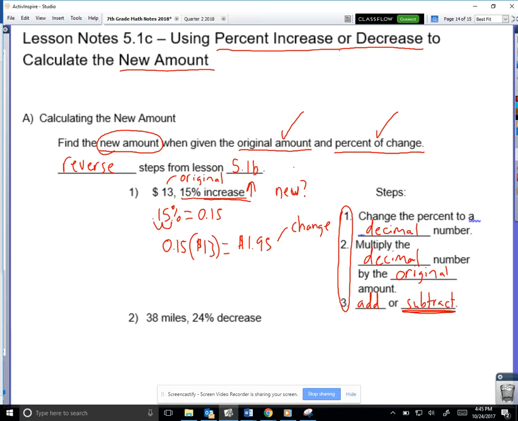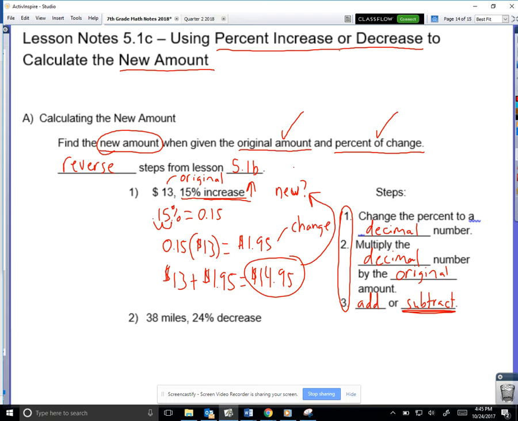So we're going to take the original amount, $13, and we need to add the change amount of $1.95 to find out what the new amount is, and that is going to be $14.95. Okay, this is our new amount. So if you have $13 and you do a 15% increase, you now have $14.95. That's what we're calculating today: that new amount, what you have after a percent increase or decrease.